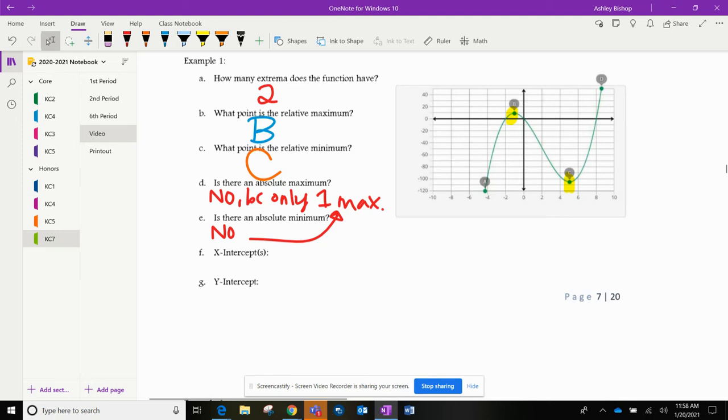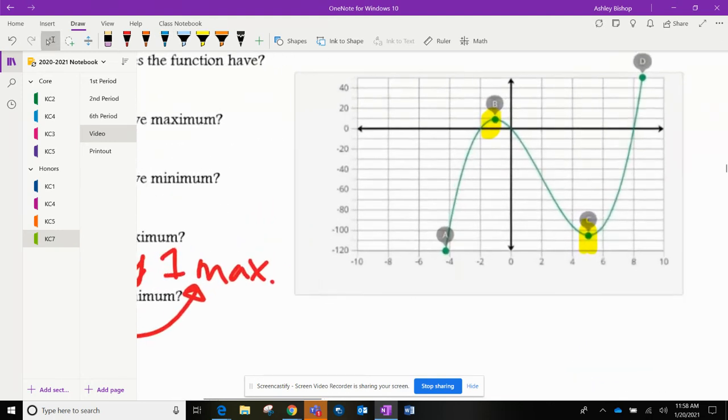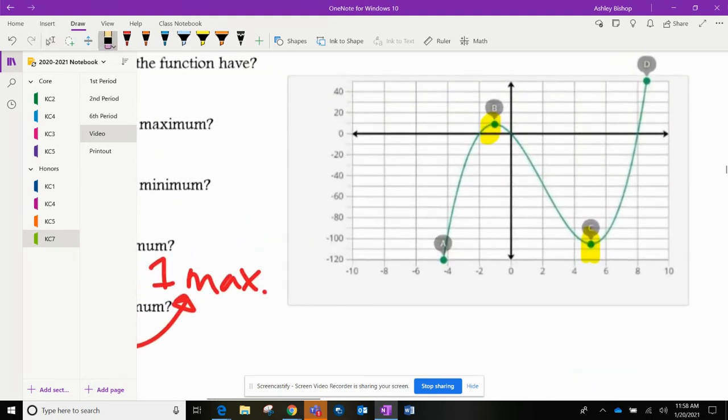Alrighty, x-intercepts. Remember, your x-intercepts are where your graph crosses the x-axis. So let's erase my highlight so far. My x-axis is highlighted here in blue. So where does my green graph meet my blue x-axis? Well, it happens about right here. It happens right here, and it happens right there.